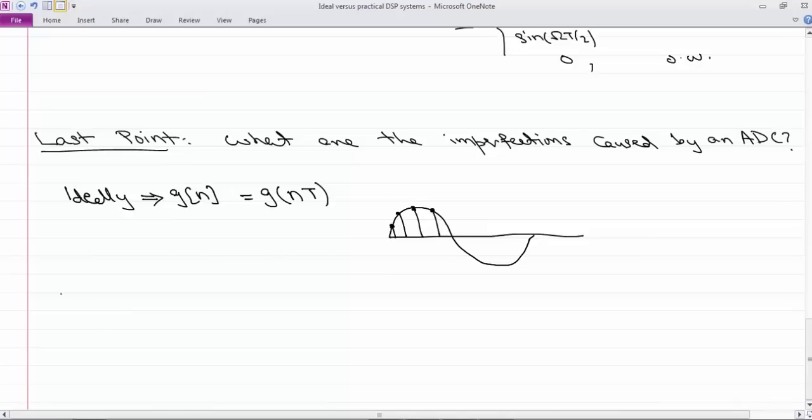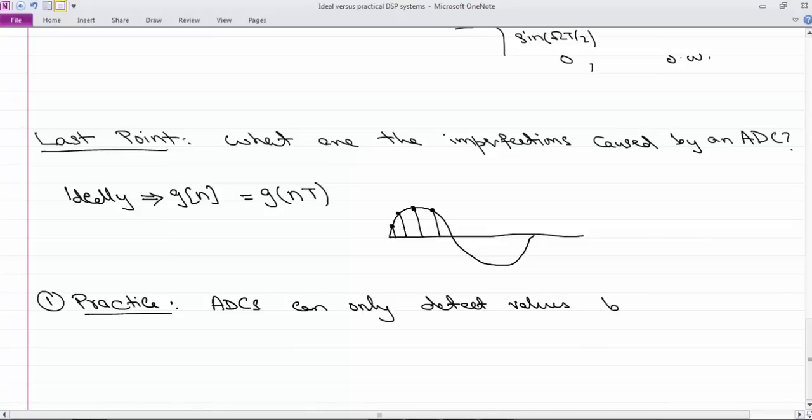Okay? So the first practical consideration of using ADCs is that ADCs can only detect values between some maximum, let's call it eta max, and some minimum, let's call it eta min.